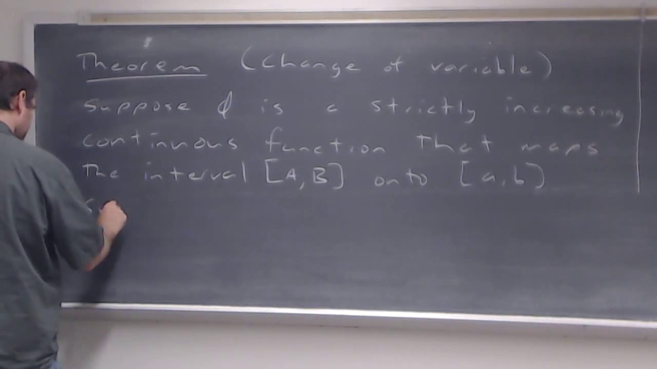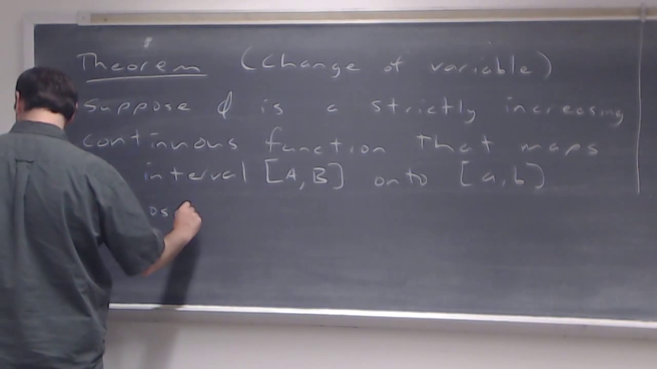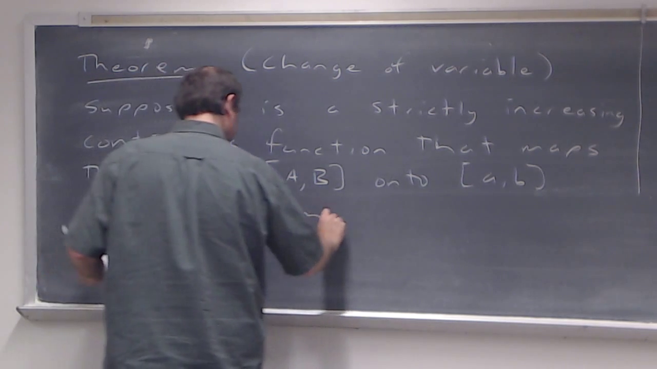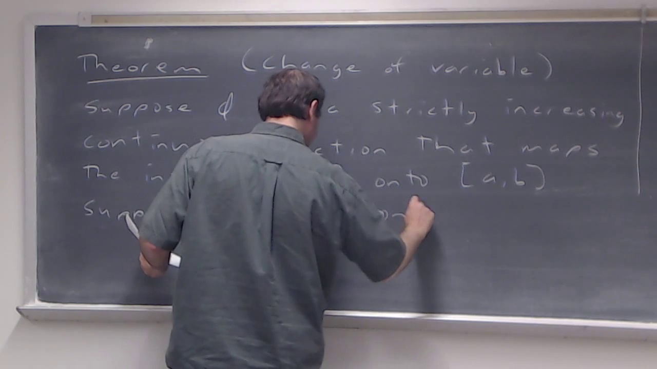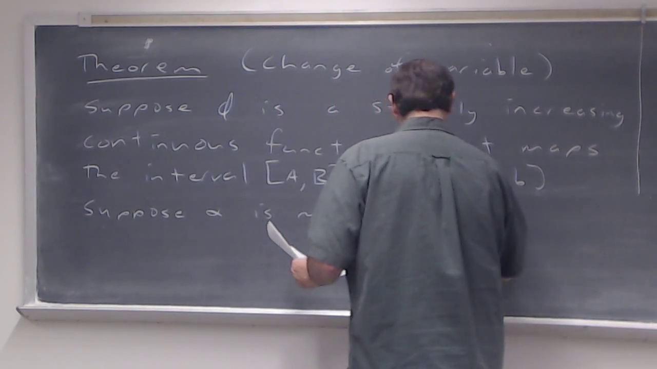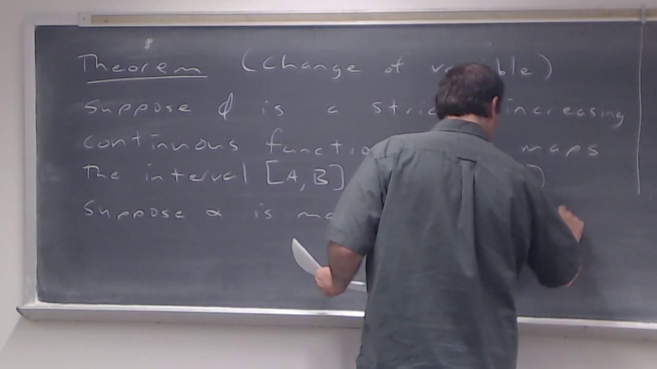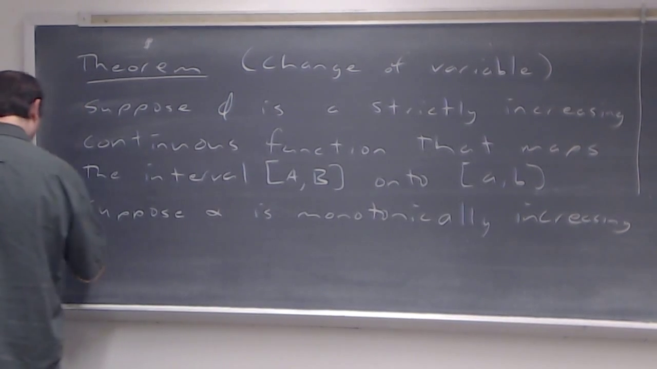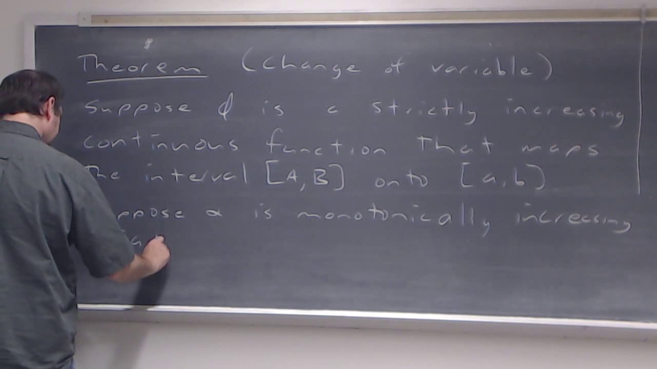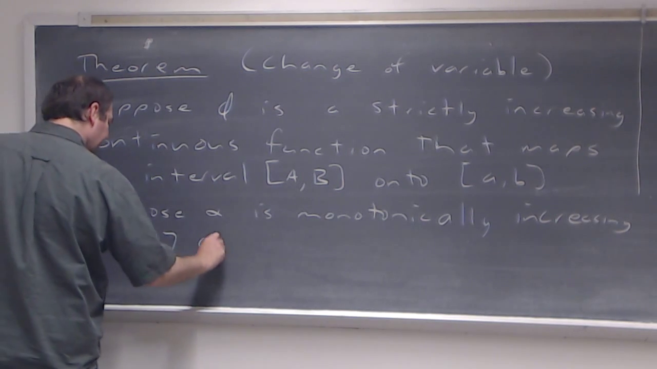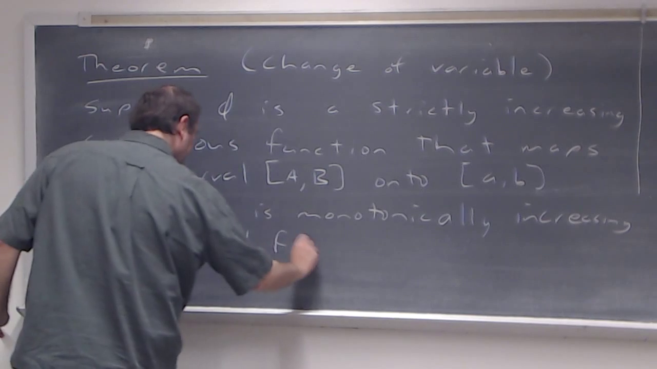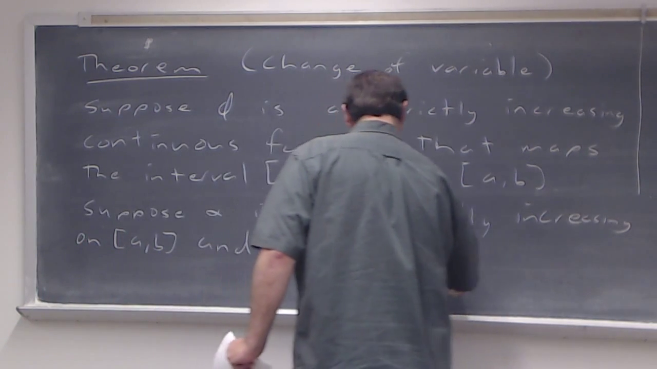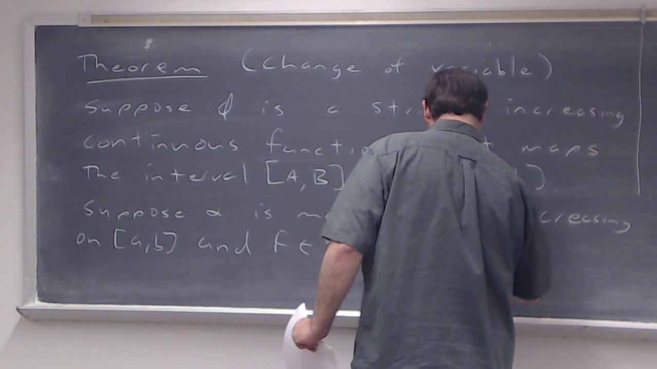Suppose alpha is monotonically increasing on little a to little b, and f is Riemann-Stieltjes integrable with respect to alpha on little a to little b.